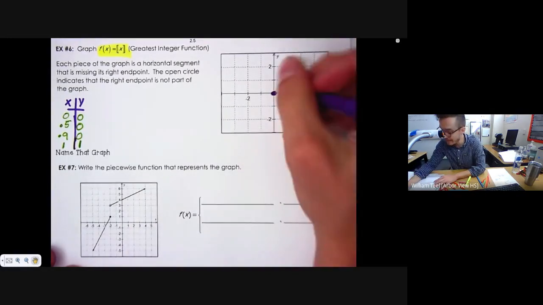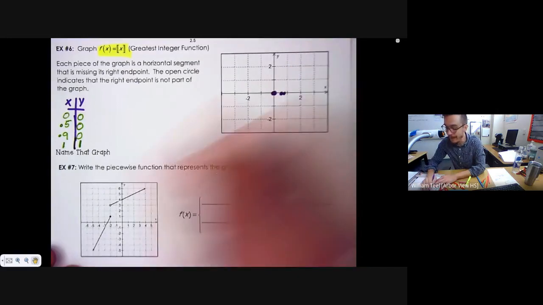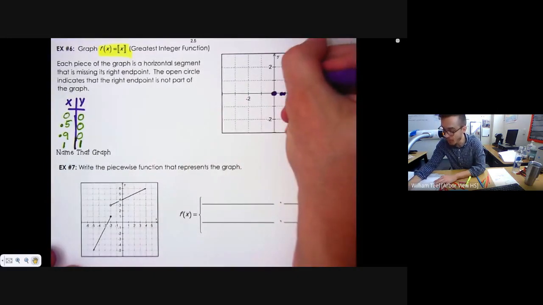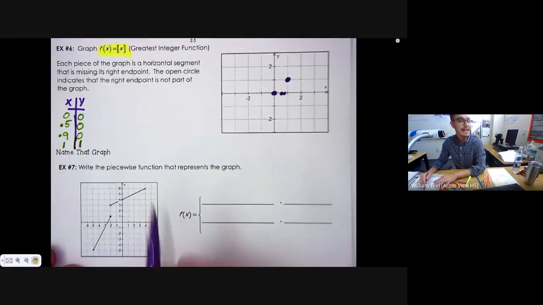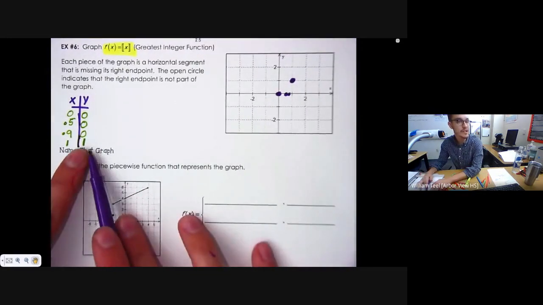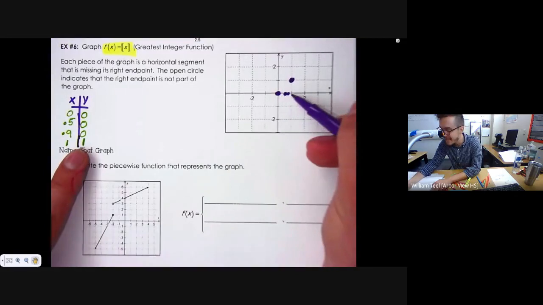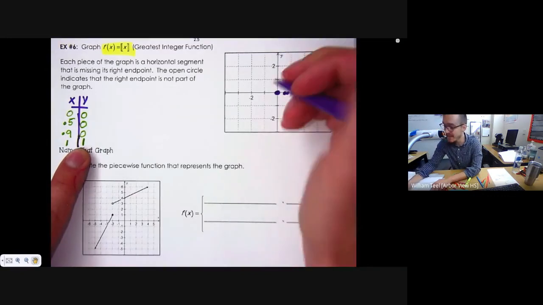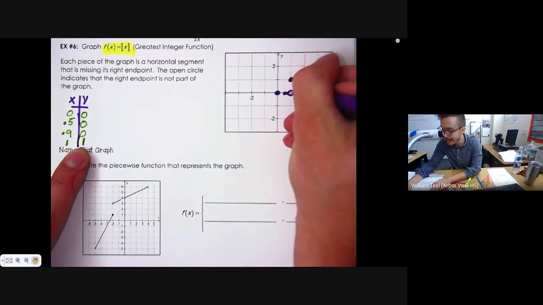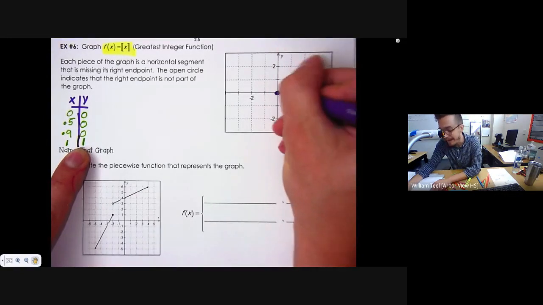0.9, that's still going to be 0. But then at 1, we jump up to 1. That's why it's called a step function, because it steps up. Now, always note that all of these values until we get to 1 exactly, so even 0.9999999, are still going to be at 0. So at 1, we're just going to put an open dot, because that allows us to draw this line right here.